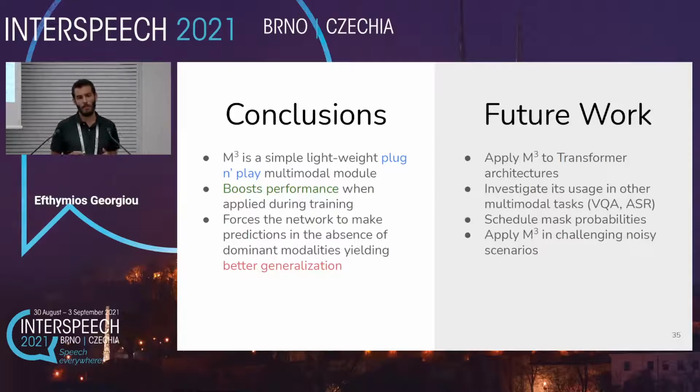In the future, we plan to apply M3 to different architectures, such as transformers, which are considered to be state-of-the-art in many tasks. We also plan to apply M3 to different multimodal setups, such as audiovisual ASR and visual question answering. Another line of research is to try to schedule the individual modality masking rates in order to better control the different generalization rates across modalities, which is considered to be a major issue when training multimodal architectures. And finally, we plan to investigate the robustness of networks trained with M3 versus networks trained without M3.